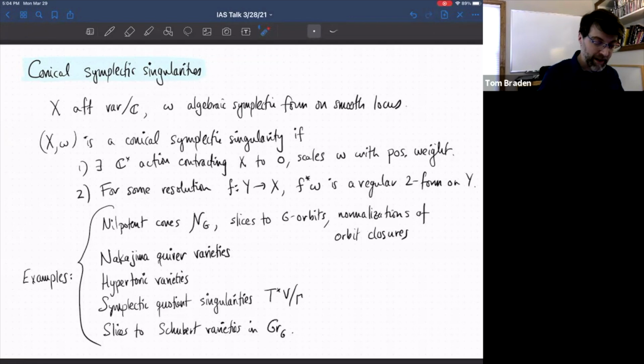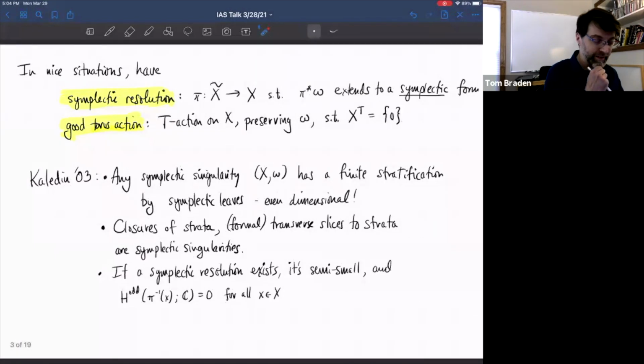The next question you can ask about these things: there are two important extra pieces of information that you would like to have. Not all of these examples have them. You might want to have a resolution such that the pullback of the symplectic form is symplectic. So it's not only regular, but it's non-degenerate when you pull it back. And that's a much more special thing. For example, the finite quotients of the symplectic vector space rarely satisfy this. There are many more symplectic quotient singularities that don't have resolutions.